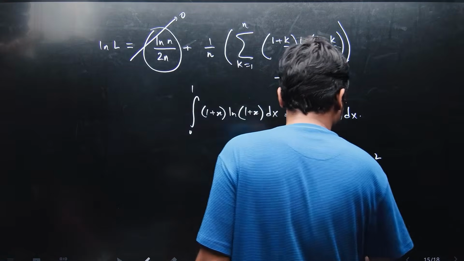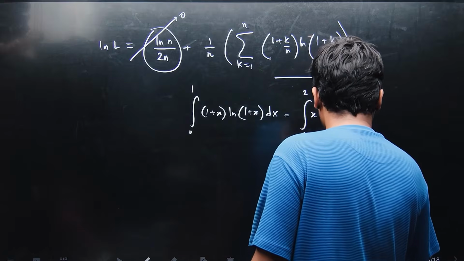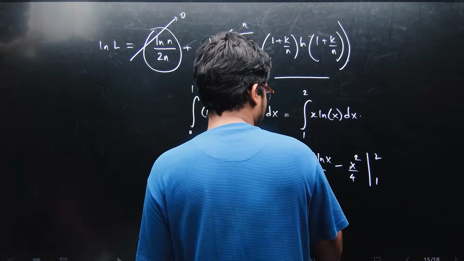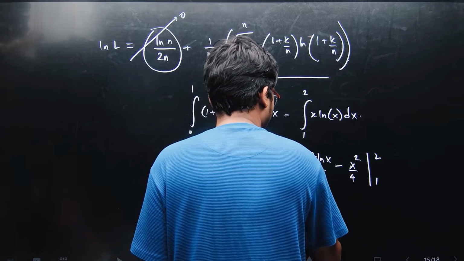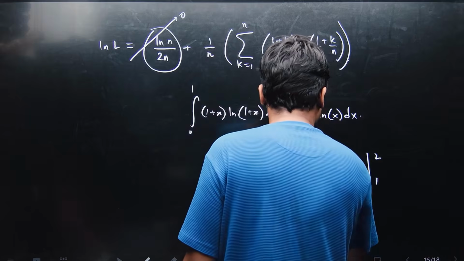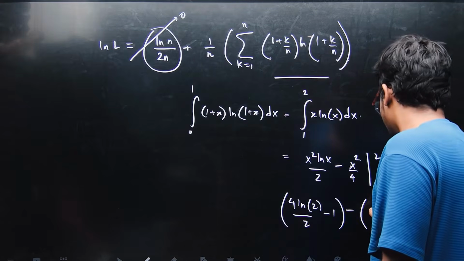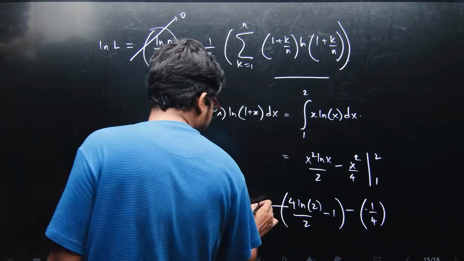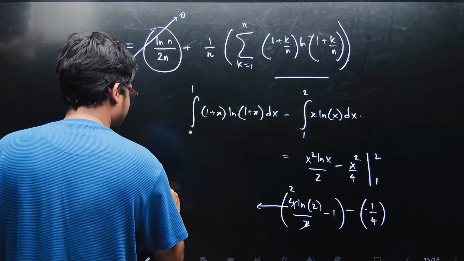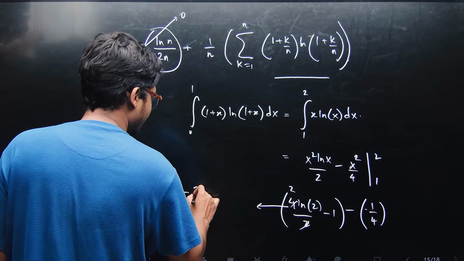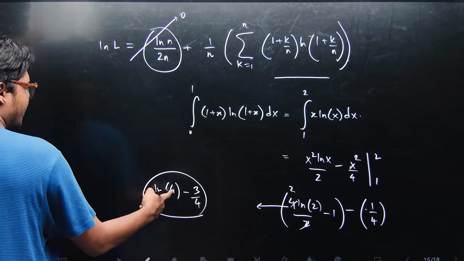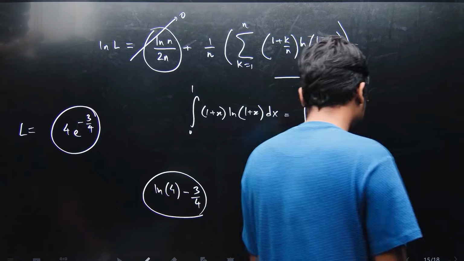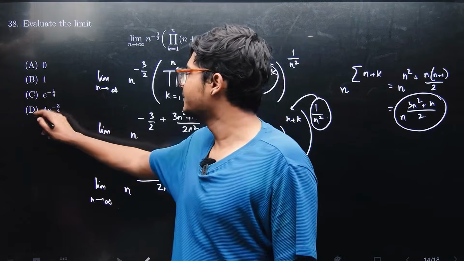If I put 2, I'll get 2 square, so 4 ln 2 by 2 minus 4 by 4, so 1 minus, if I put 1 here, this will become 0, so minus 1 by 4, so plus 1 by 4, right? This just turns out to be how much? 2 ln 2, so that's ln 4 minus 3 by 4. So e to the power, this quantity should be what? This 4 comes out, so this will be 4 e to the power minus 3 by 4, right? That is your required limit L, okay? So that is the answer, option D, okay?